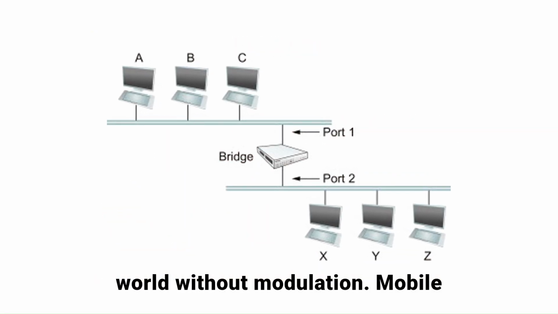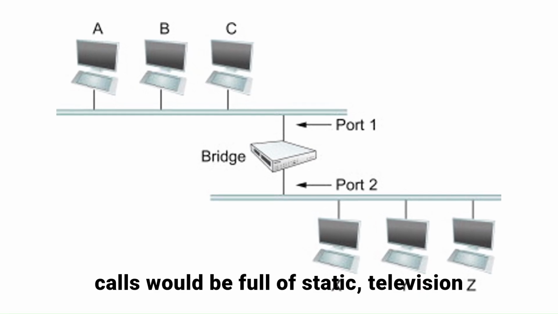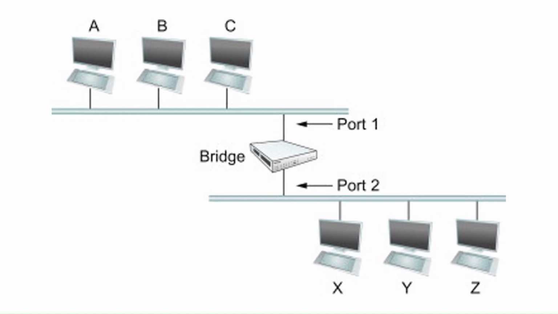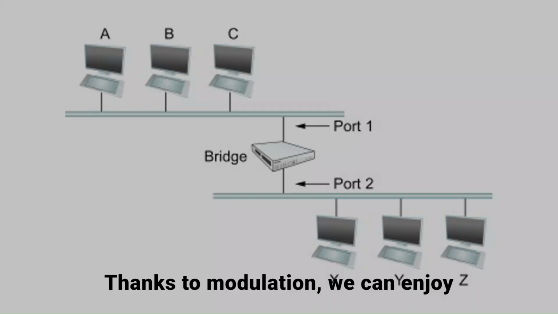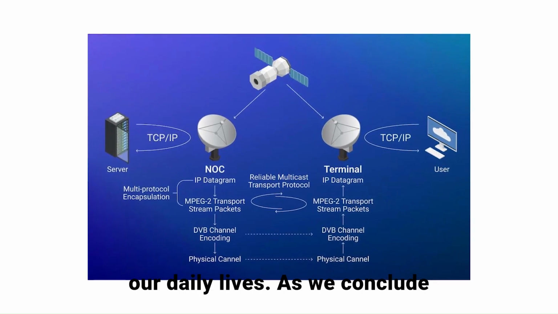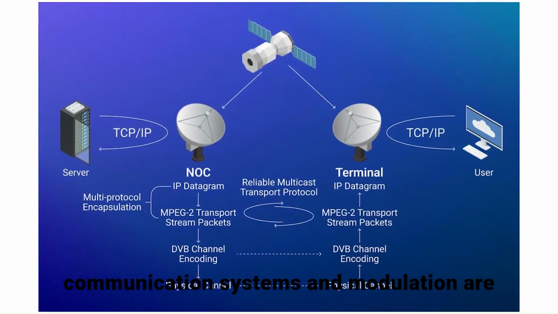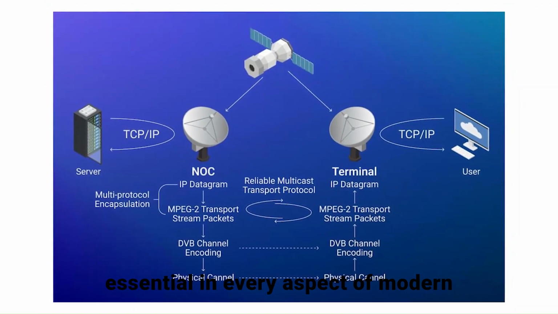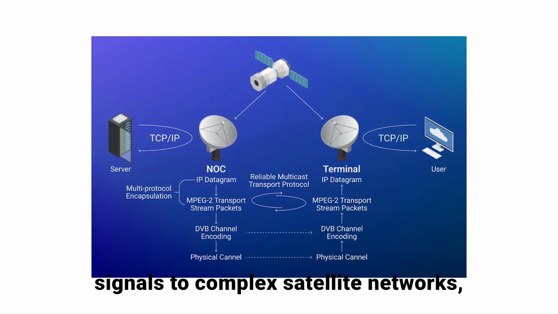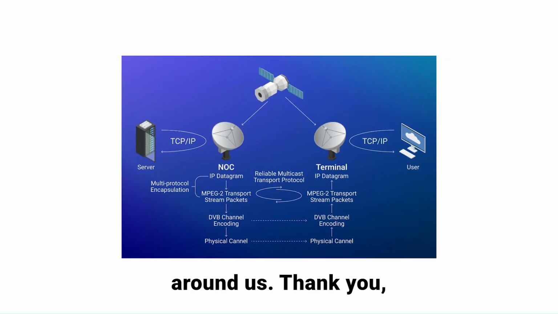Imagine a world without modulation. Mobile calls would be full of static, television signals would be unclear, and internet connections would be slow and unreliable. Thanks to modulation, we can enjoy seamless communication in every aspect of our daily lives. As we conclude today's discussion, remember that communication systems and modulation are essential in every aspect of modern technology. From simple radio signals to complex satellite networks, they keep us connected to the world around us.